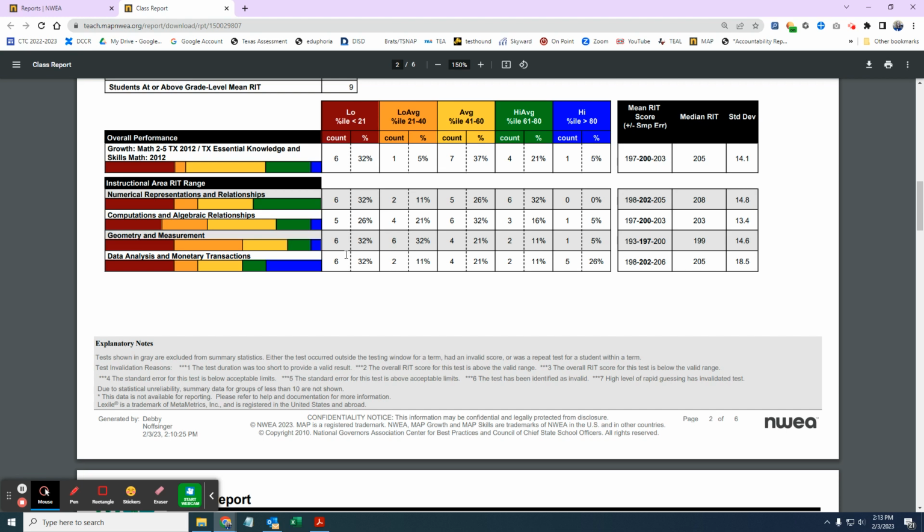But remember that this is about RIT. RIT is ready for instruction. Ready for instruction means that this is where their foundation is so that they are ready to receive and understand what you're teaching on grade level. So that's a difference between what I have mastered or what I should have mastered and where I'm at and what I'm ready to learn. Again, this breaks it down by number of students in each percentile by the concepts.